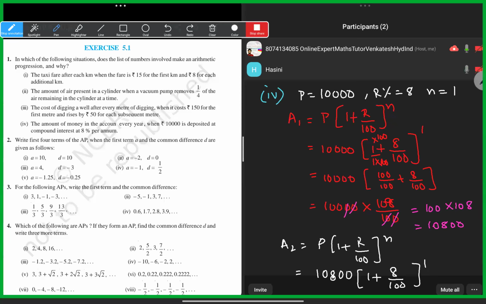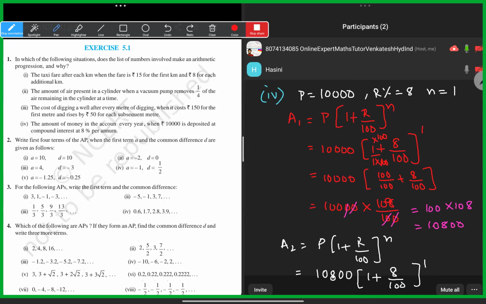Students will make one mistake. N we should not take as 2. A2 means the amount after the second year, but we are taking that particular second year only, so n is 1. We should not write 2. Suppose you are finding the amount directly after 2 years, then n is 2. But you are finding it separately year by year here, so that's why n is 1.